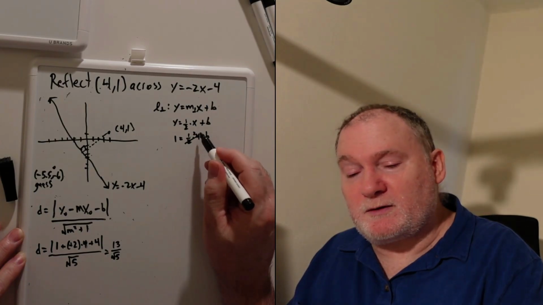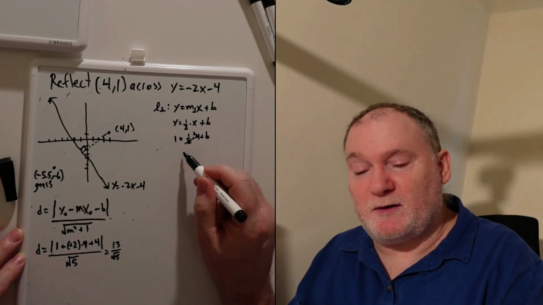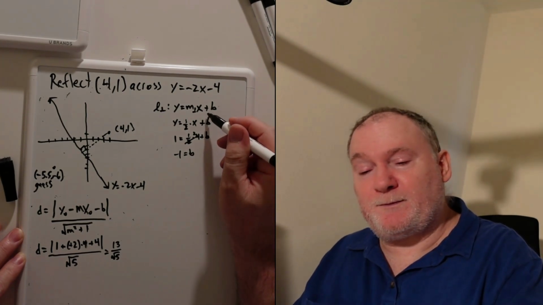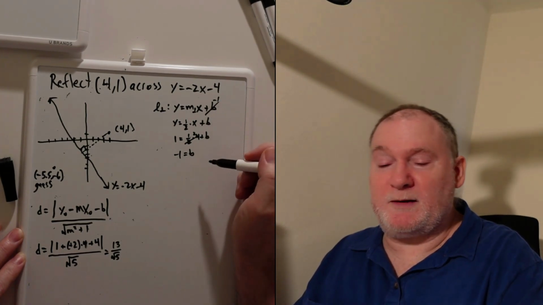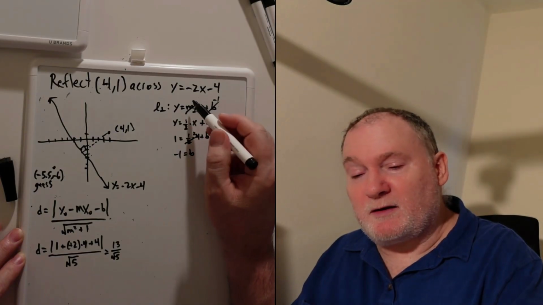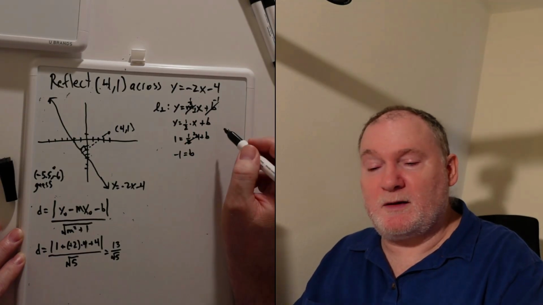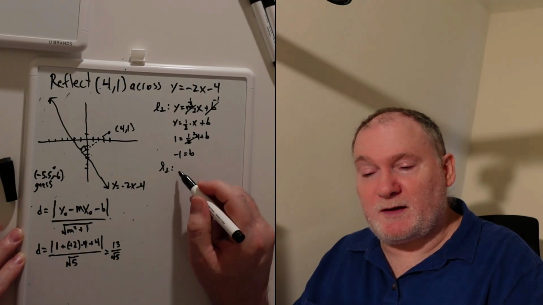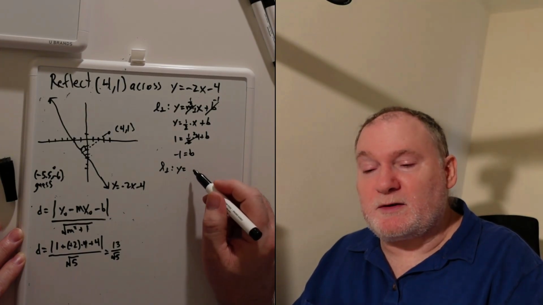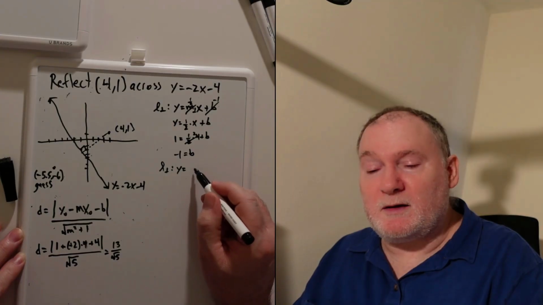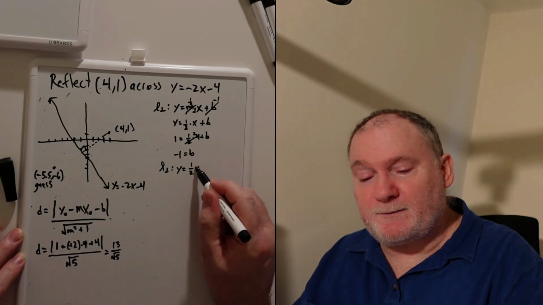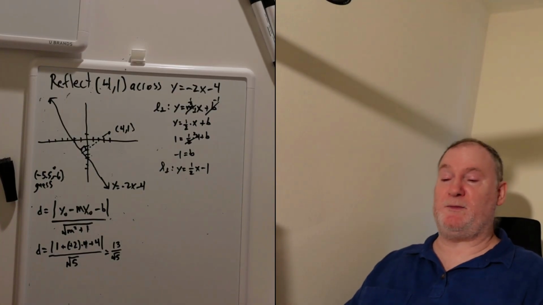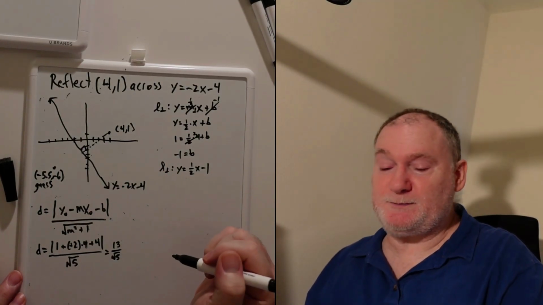2 goes into 4 2 times. Subtract 2, -1. So b is -1. The perpendicular slope is 1/2. So our line that's perpendicular is y is equal to 1/2 x minus 1. All right, so now we got the equation of this line.